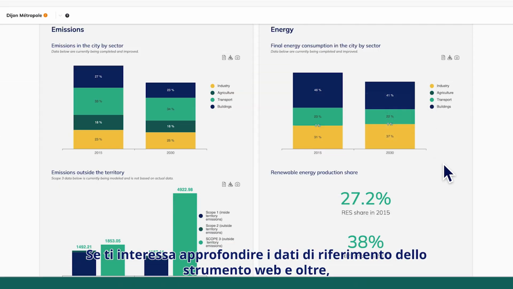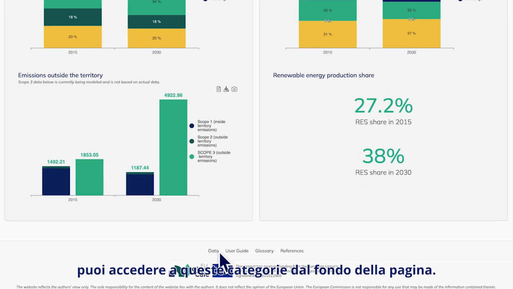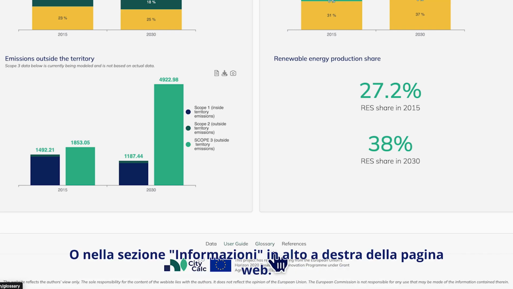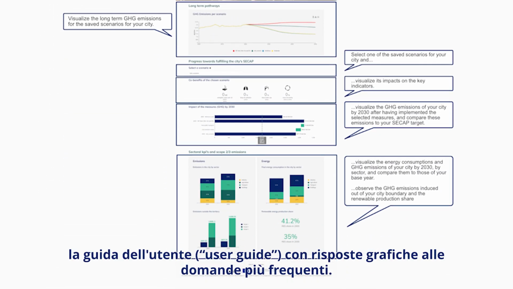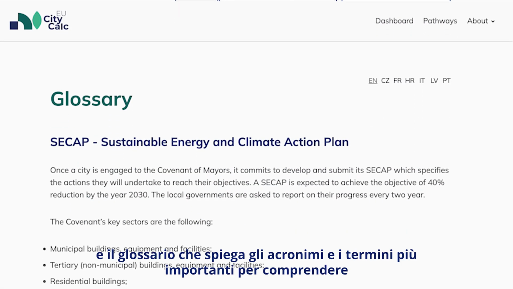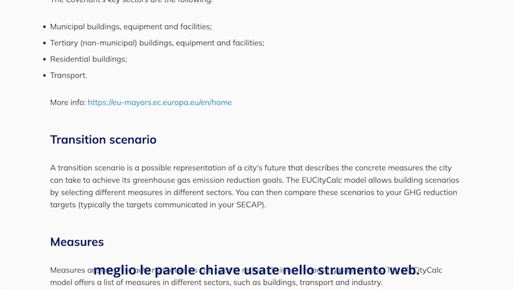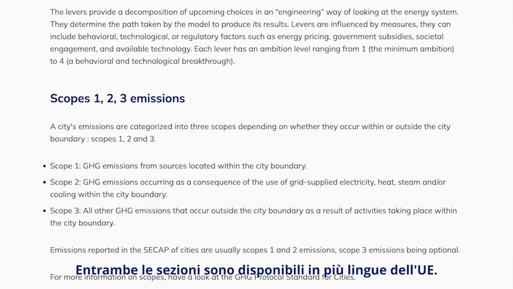If you are interested in diving deeper into the web tool references, data and beyond, you can access those categories from the bottom of the page or on the About section on the top right of the web page. There, you will also see the user guide with visual answers to most FAQs and the glossary, which explains important acronyms and terms to better understand common keywords used in the web tool. Both sections are available in more EU languages.